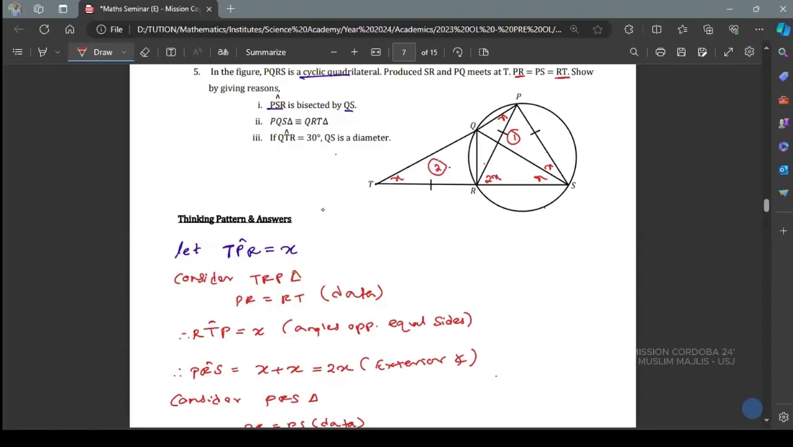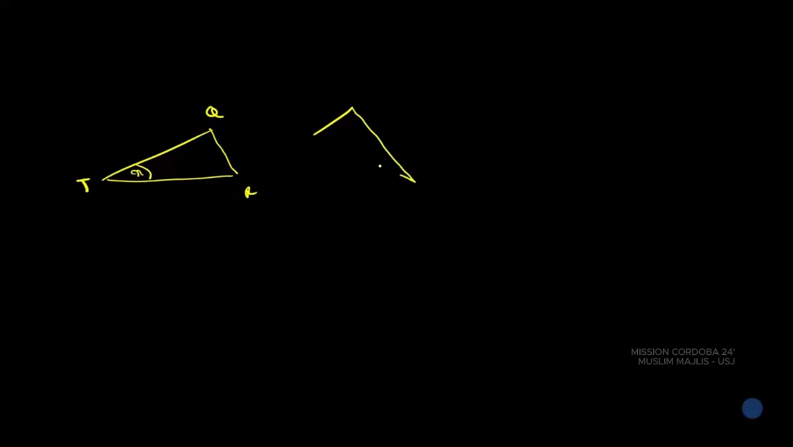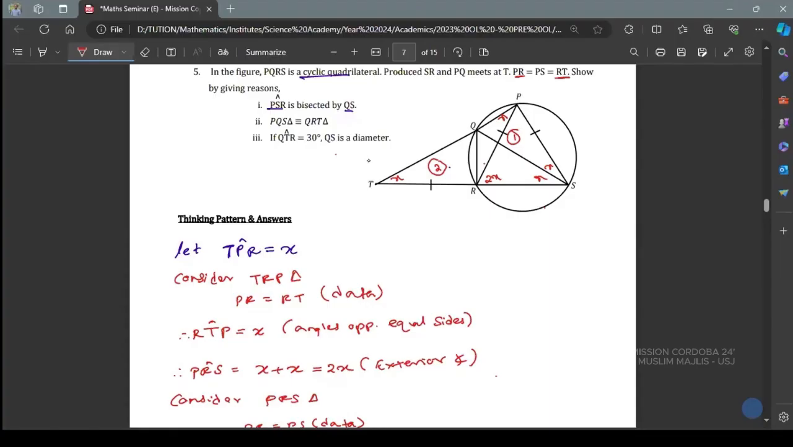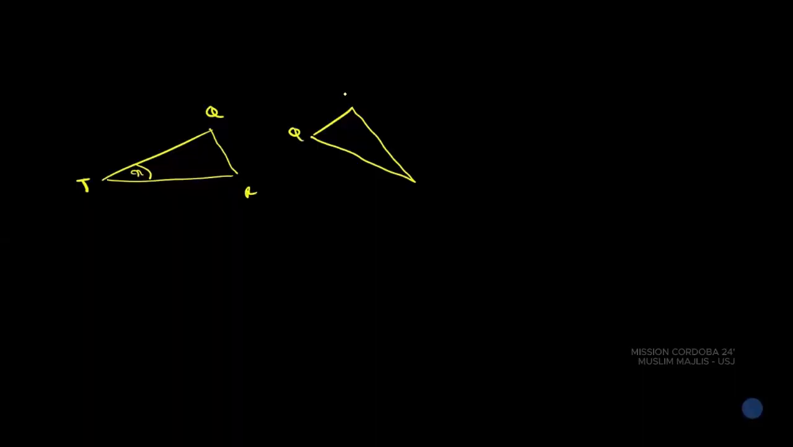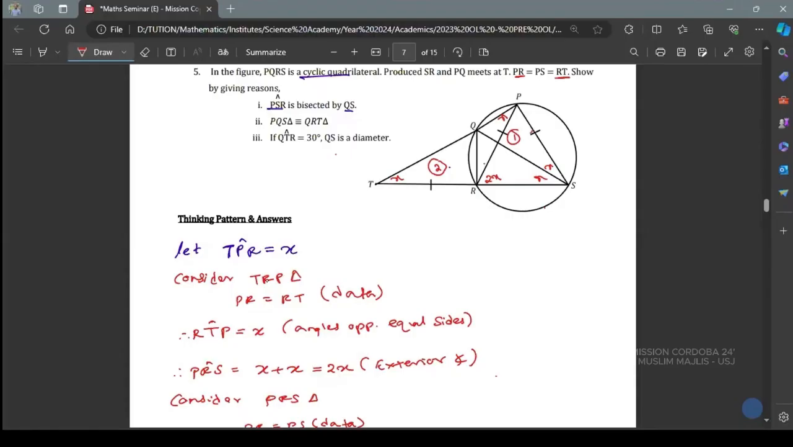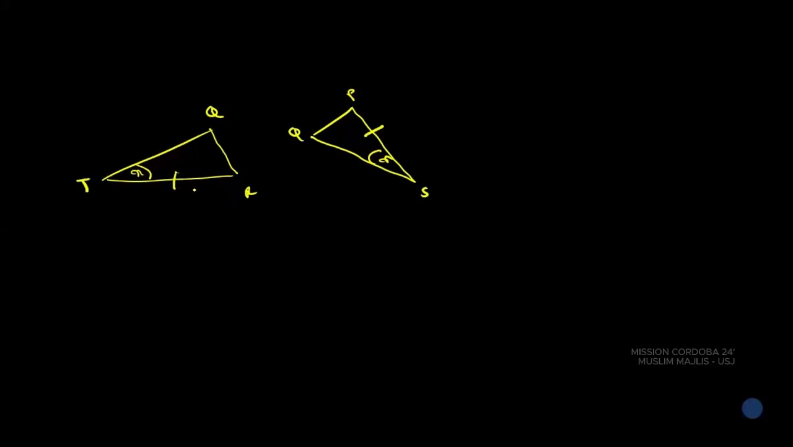Here we have QRT: here we have Q, here we have T, here we have R. And this angle we have taken as X. And then PQS is like this: here Q, here P, here we have S. Here we proved that this angle is X. And what else is equal? This side is equal to this side. It's given in data: PS side is equal to RT side.